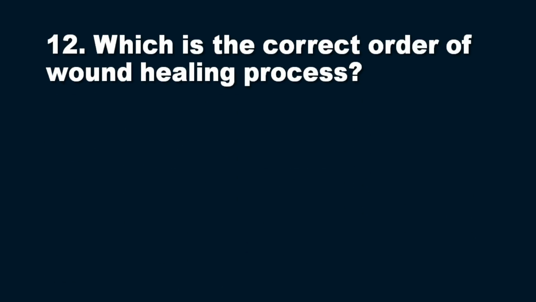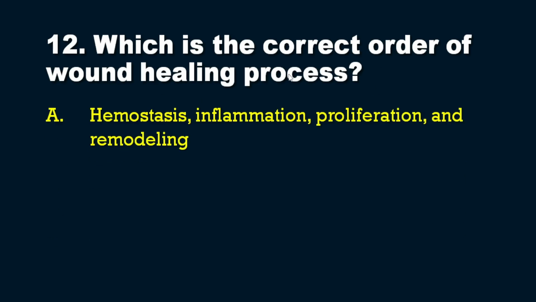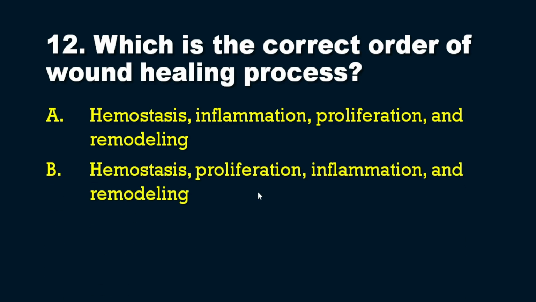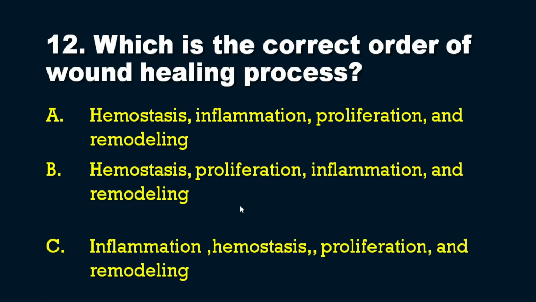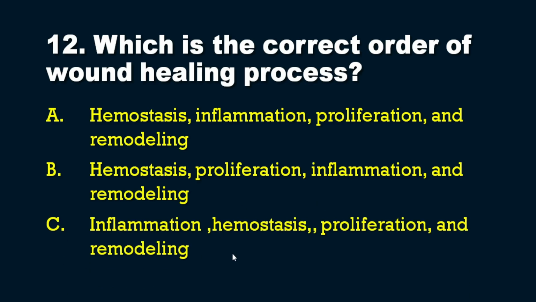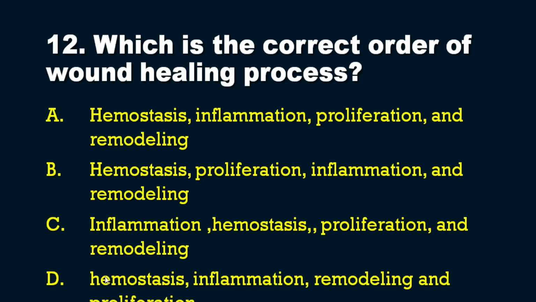We will move on to the 12th question in our series. Here you have to identify the correct order of the wound healing process. Option A: hemostasis, inflammation, proliferation and remodeling. Option B: hemostasis, proliferation, inflammation and remodeling. Option C: inflammation, hemostasis, proliferation and remodeling. And finally option D: hemostasis, inflammation, remodeling and proliferation. So which is the correct order of the wound healing process?